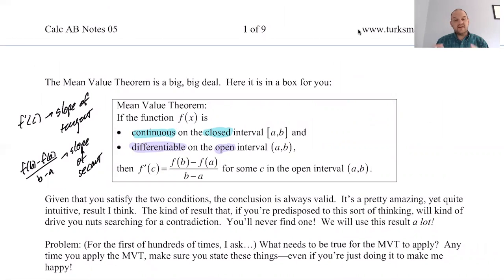So we're going to have to state that a lot. So make sure that you remember that. Continuous closed, differentiable open, say it with me. Just keep saying it over and over again. And then as long as that's true, slope of the secant equals slope of the tangent. You just say it a lot, just keep saying it.